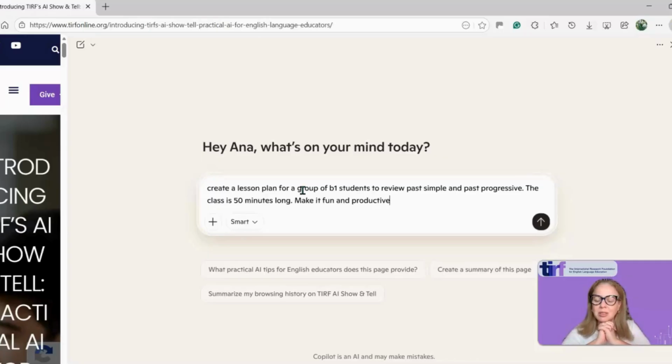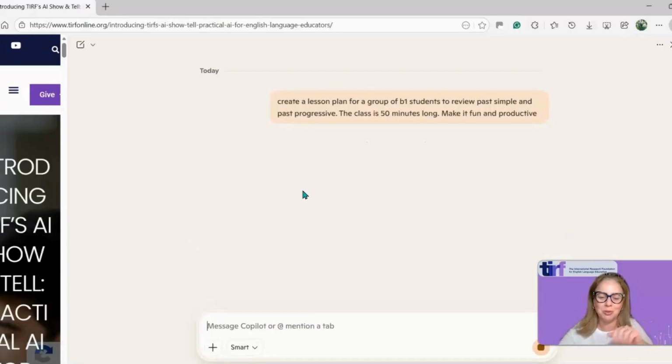I'm not very into details. I haven't put anything like talk about form, meaning, talk about the spelling for verbs in the past or for gerunds used in past progressive. So I haven't been any specific about this. Let's see what comes with it and how intelligent Microsoft Copilot will be for our prompt.